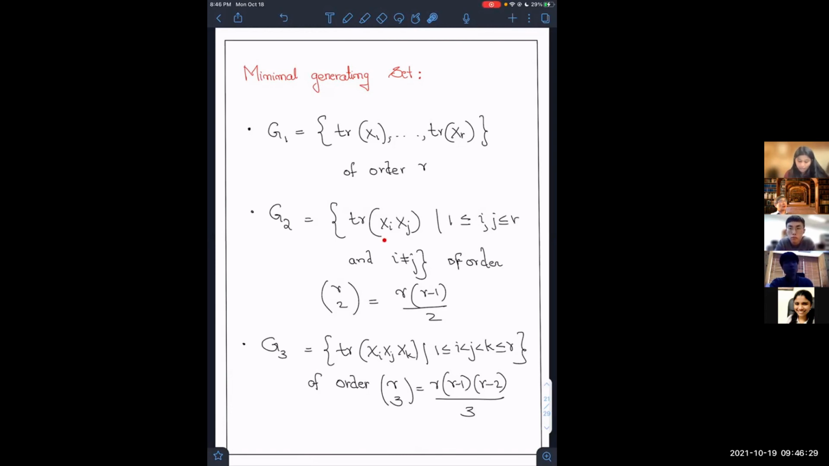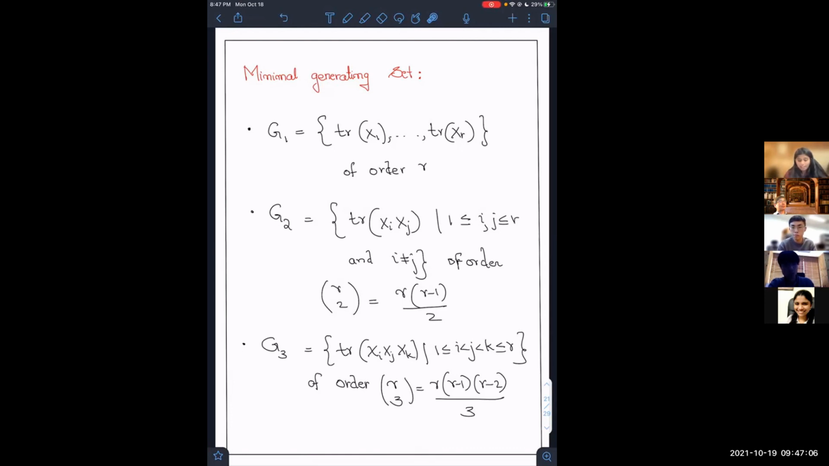Then we can take the trace of the product x_i x_j where i is not equal to j. The way to do that is we choose two of the R, so there are R times (R minus 1) over 2 generators. Then we take the product of three of these, where none of them are equal, and there are R choose 3 options to do that.